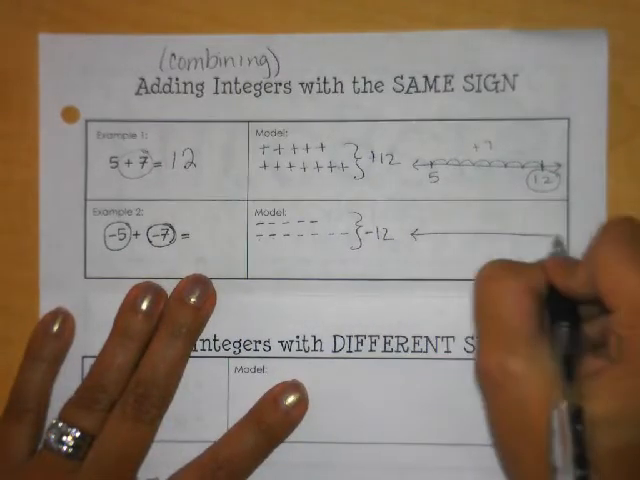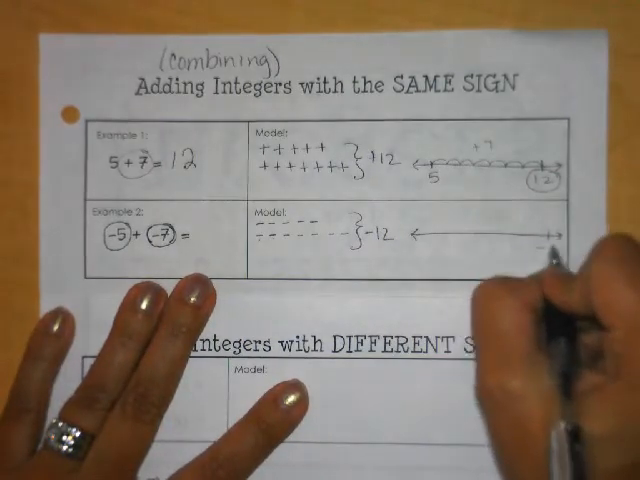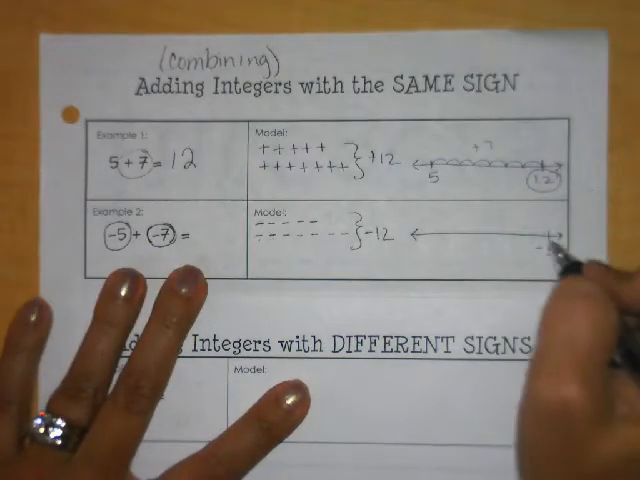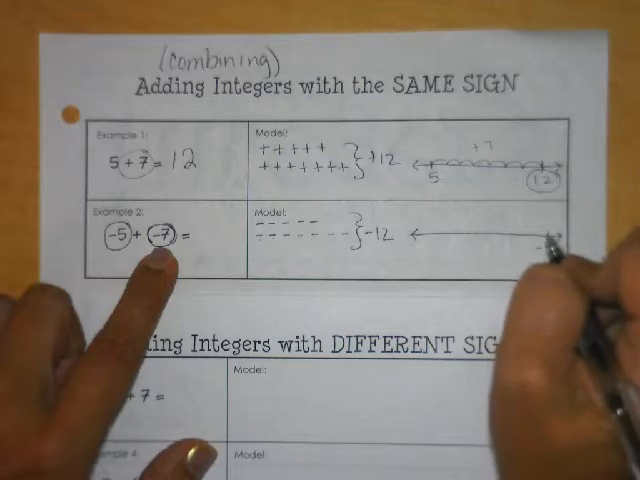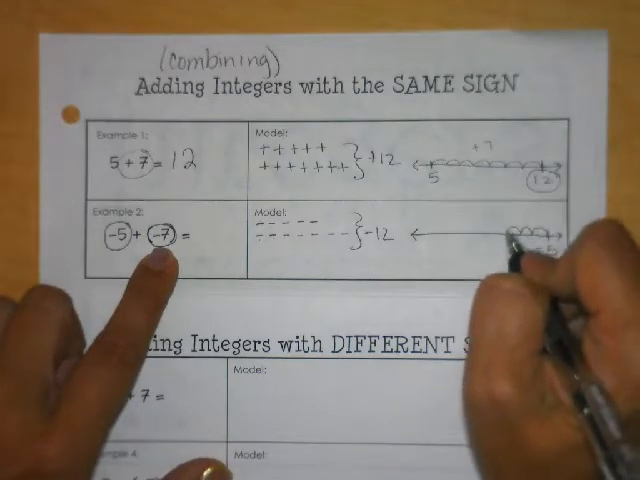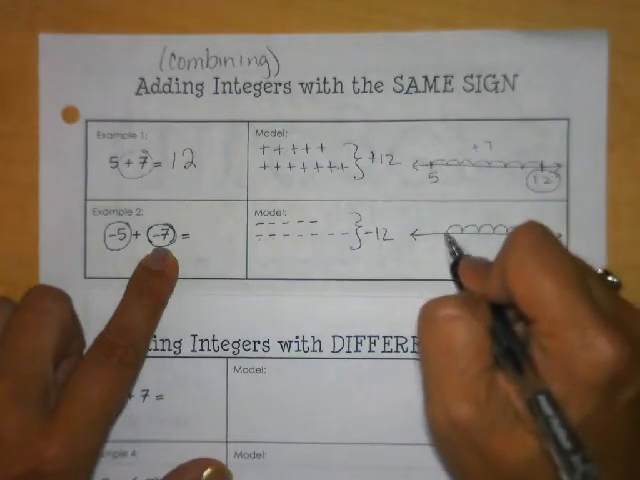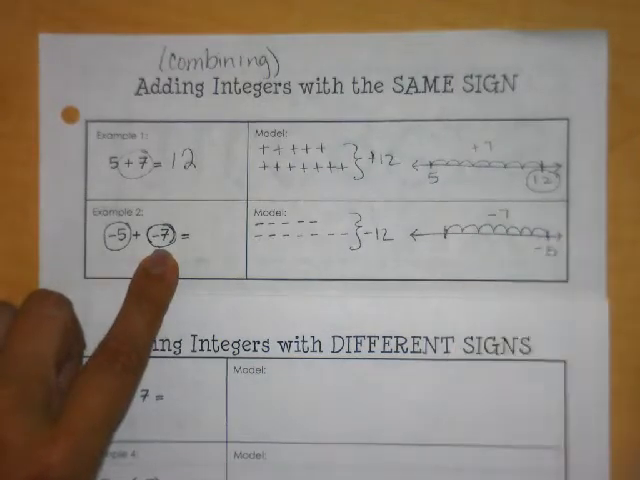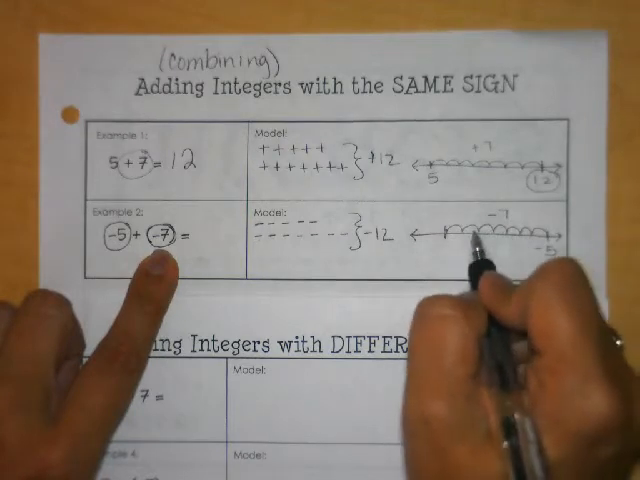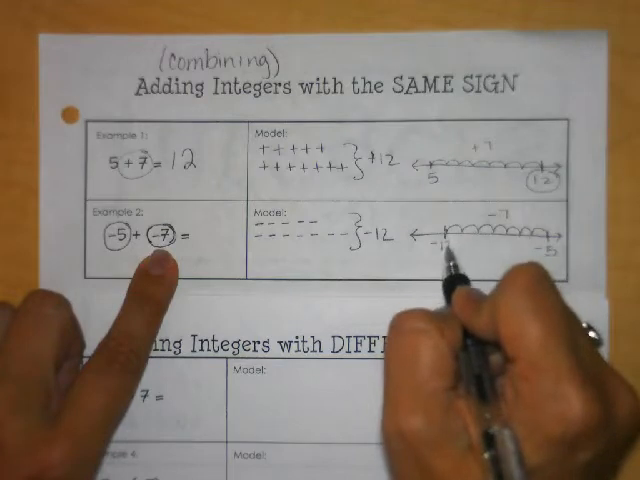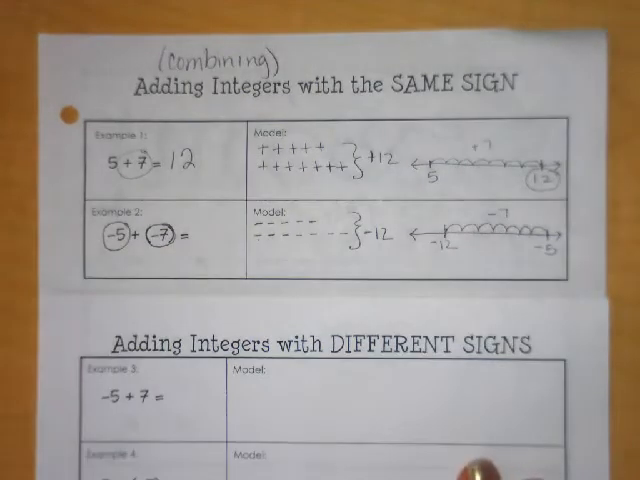You can also use a number line here, but now your number line is going the other way. Negative 5, and negative 7 means we're going left. We're going back 7. So 1, 2, 3, 4, 5, 6, 7. Went back 7. So negative 6, negative 7, negative 8, negative 9, negative 10, negative 11, negative 12. Okay?